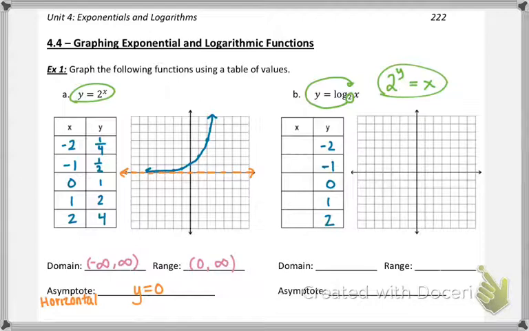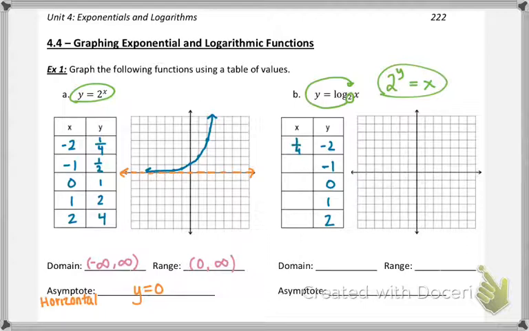Okay, and if you look at the equation, you have to decide, well, should I pick values for x or should I pick values for y? What would be easier to calculate? You can see that if I pick values for y, it would be easier to solve for x, and that's why we pick values for y. So 2 to the -2 power, that would give me an x value of 1/4.